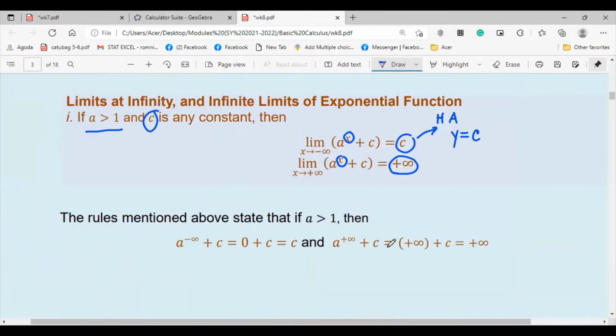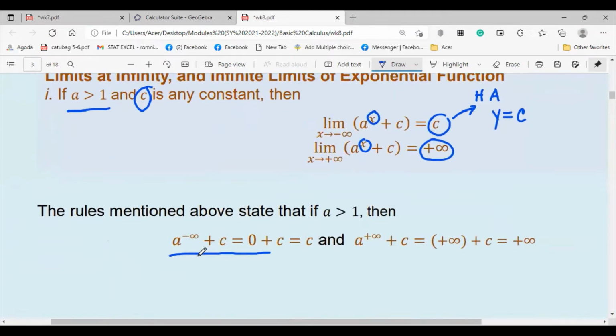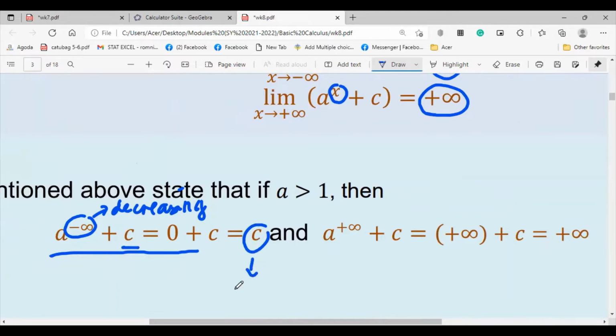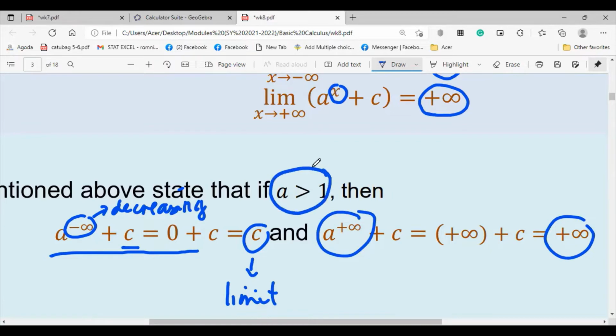So to summarize that, we can say that when you see this, a raised to negative infinity, ang ibig sabihin nito, class, negative infinity, this says infinitely decreasing. So when you infinitely decrease the exponent of a and you add that to c, the answer is c. Ito ang limit. When you infinitely increase the exponent of a, then that's infinity also, positive infinity. Provided, class, that a is greater than 1.